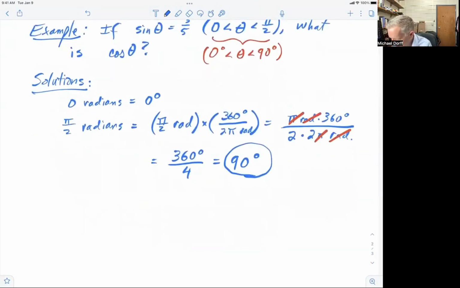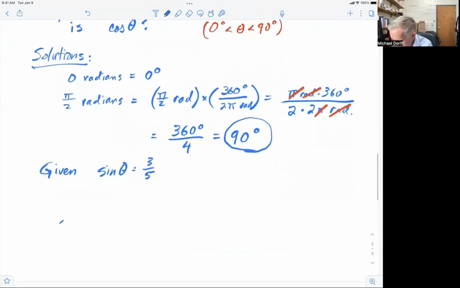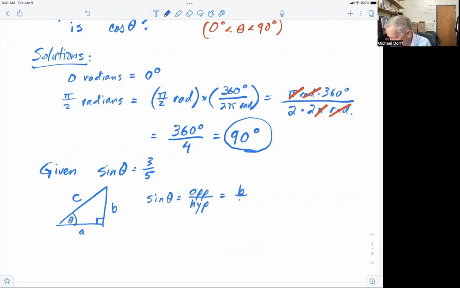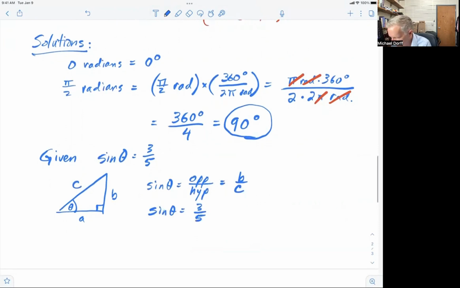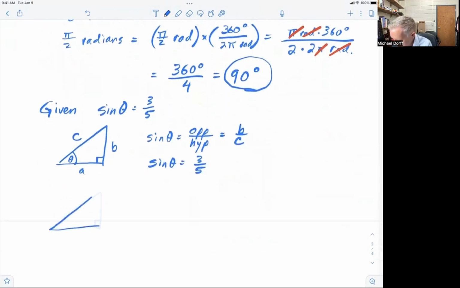Now let's continue with this problem. We were given that sine of theta is 3/5. Let's look at this right triangle here. Here's my angle theta, and I've got the sides A, B, and C. And I know the sine of theta is the opposite over the hypotenuse, which is B over C. And I know that sine of theta is 3/5 because that was what was given to me. We can then let, in our triangle, side B equal 3 and side C equal 5, because these are equal to each other.